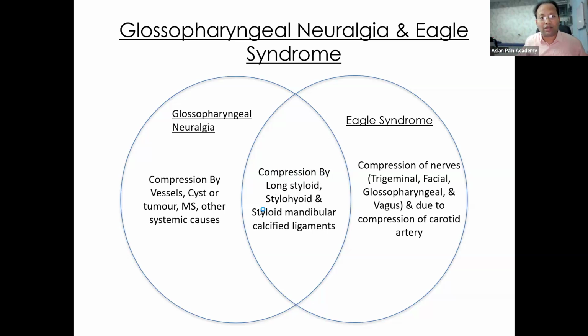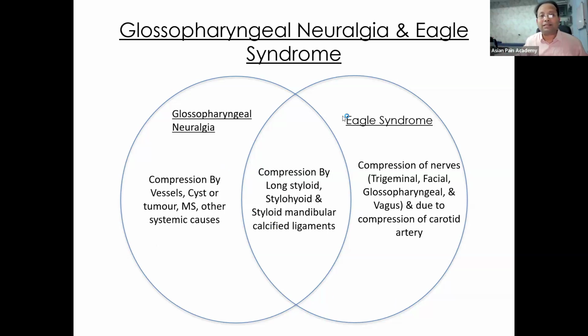But compression by a long stylohyoid and stylomandibular, these two ligaments, as I told, and even a long styloid, if the bony part is also a bit long. In these cases also, if only the glossopharyngeal nerve is affected, then we will say that this is a case of glossopharyngeal neuralgia. Causes are different, but the affected part is the glossopharyngeal nerve. So what is important in glossopharyngeal neuralgia diagnosis is which nerve is affected.